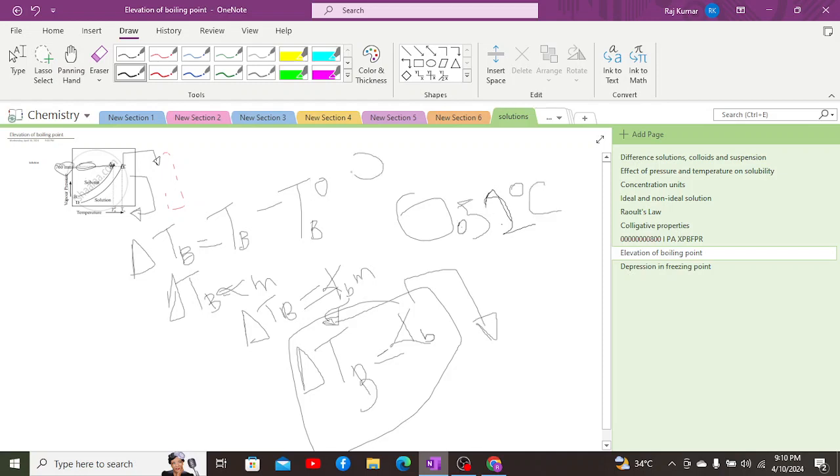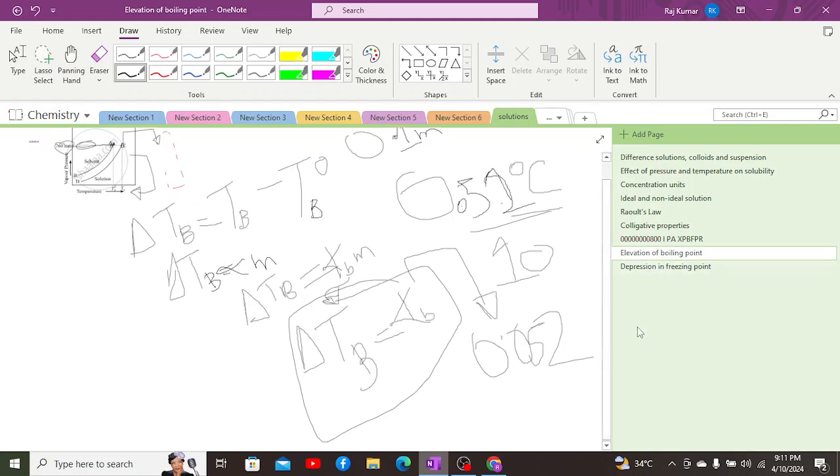And if we take a 0.1 molar solution in water, then we can divide 0.52 by 10, and whatever the answer would be, it would be considered as the amount of elevation in the boiling point, which would be equal to 0.052. So this is how we consider it.